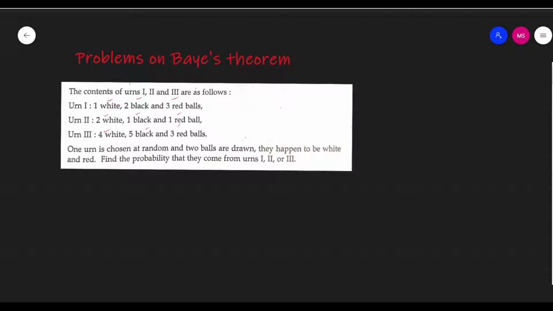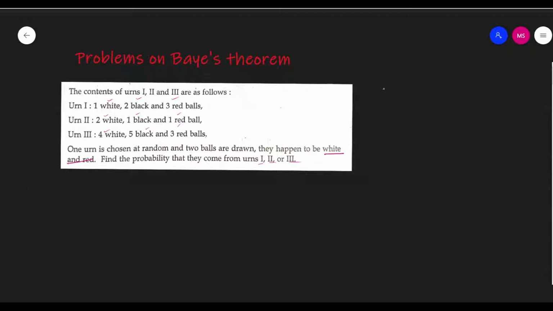Now one urn is chosen at random and two balls are drawn. They happen to be white and red. So two balls are taken from the selected urn, and these are white and red. Find the probability that they come from urns 1, 2 and 3. For this type of problem you have to apply the Bayes' theorem concept.